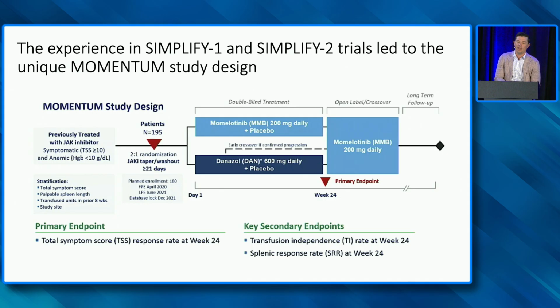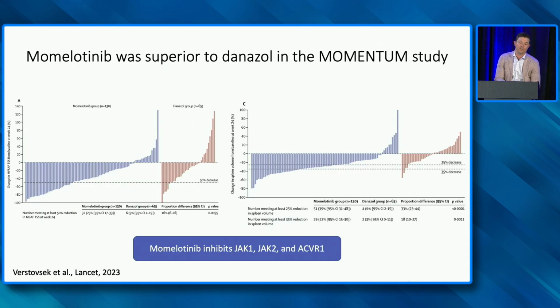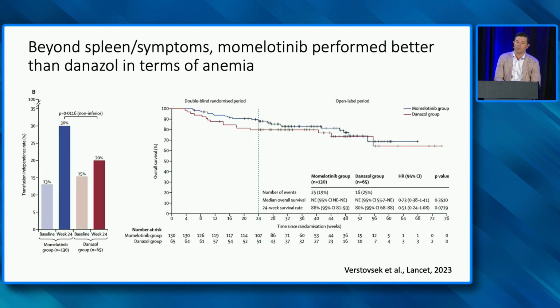And so overall, this was a study that really built on the experience from SIMPLIFY-1 and SIMPLIFY-2, and what it showed is that momelotinib is better than danazol at achieving symptom improvement in patients that met criteria to enroll on this study. And obviously, momelotinib as a JAK inhibitor was better at spleen volume responses as well. But really where we want to use momelotinib is in patients that have anemia, and here actually was quite encouraging that momelotinib had better anemia responses in this patient population as well.